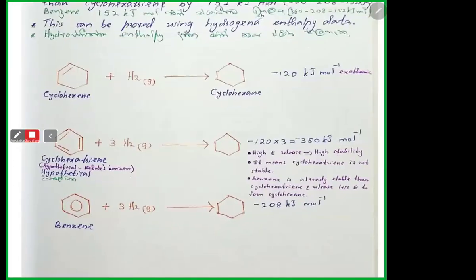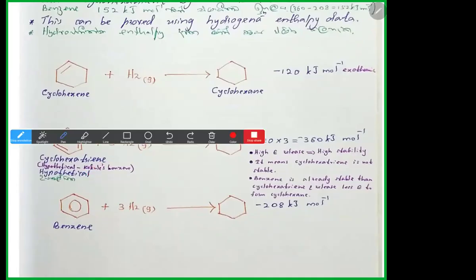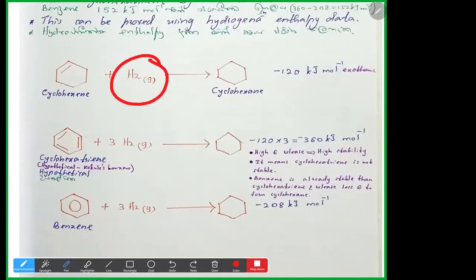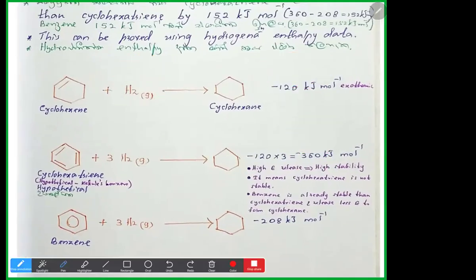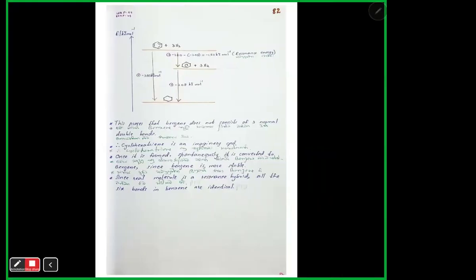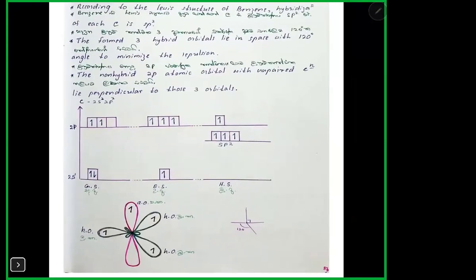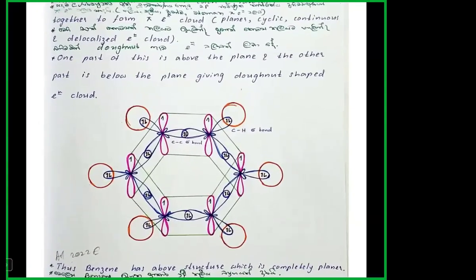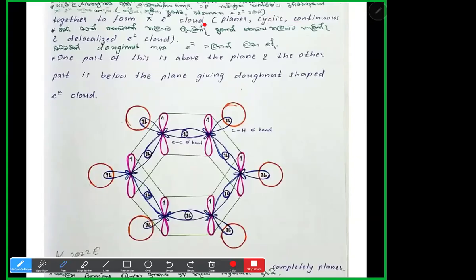That is the resonance stability. If you have one double bond, adding one hydrogen releases 120. For three hydrogens, it's supposed to be 360. But when they did that with benzene, it was 208. So 360 minus 208, that much stability can already be seen in benzene. That is called the resonance stability. Again, we can show it using this energy level diagram and this orbital diagram. Benzene has this structure: planar, cyclic, with a continuous, delocalized electron cloud.